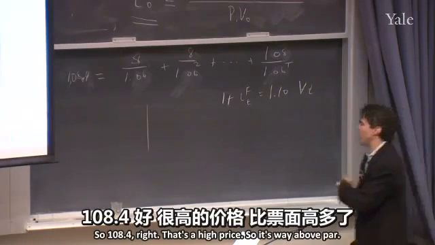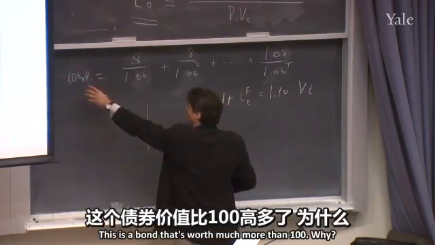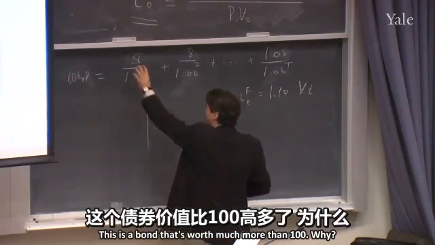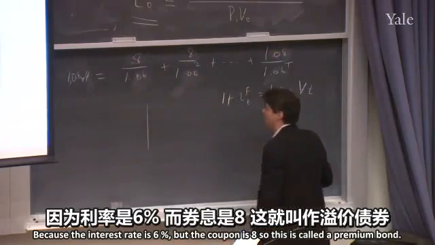Okay, so 108.4, right. That's a high price, so it's way above par. This is a bond that's worth much more than 100. Why? Because the interest rate is 6%, but the coupon is 8. So this is called a premium bond.